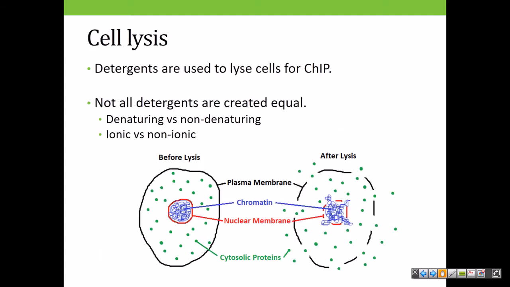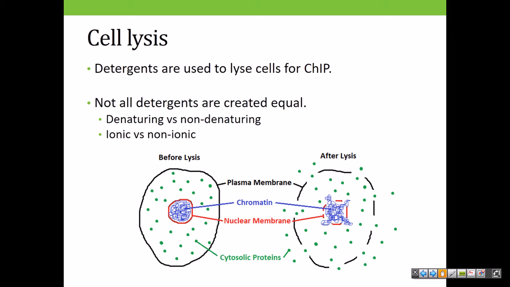All right. So after you've fixed your cells, if they're frozen, pull them out, put them on ice, and wait for them to thaw a little bit. Now you need to lyse them. The purpose of lysing is to not only break open the cells themselves, but also to release the chromatin. So you're going to want to break up plasma membranes and nuclear membranes.